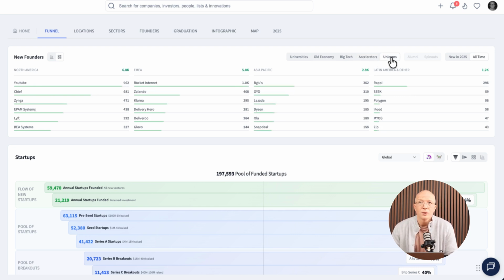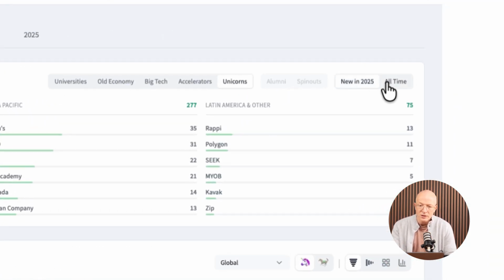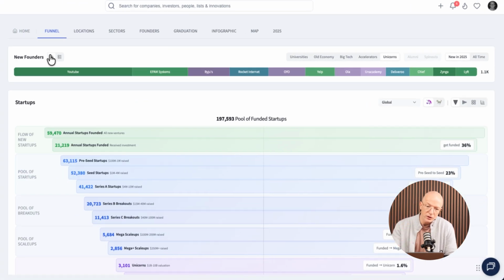Everybody wants to know which new founders are coming out of unicorns, like Revolut. Rocket Internet, if you still remember them. There's a ton of people with a background at Rocket who are to this day still founding new companies. And you can look at all time or just focus on what happened this year. So that's the top of the funnel.